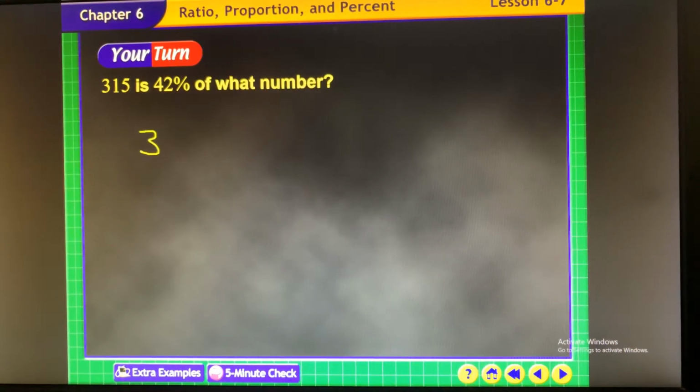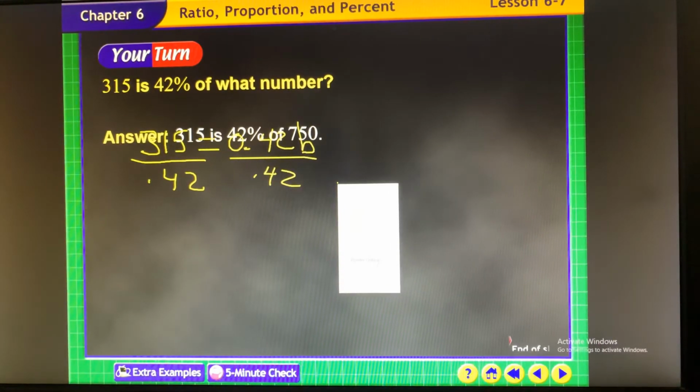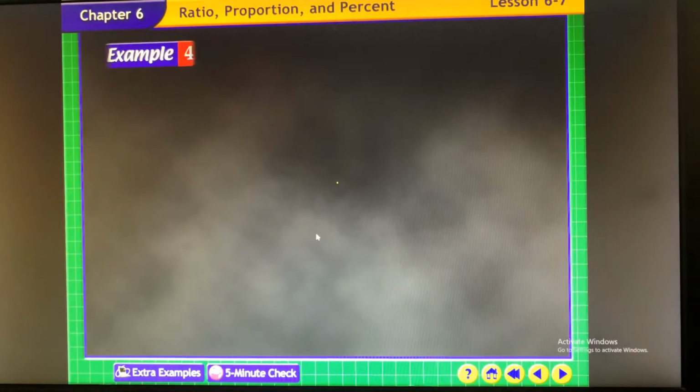This one, 315, is 4200ths times the base. Go ahead and divide both sides by 4200ths, and you'll quickly find out 750 is your base. So remember, part equals percent as a decimal times base.